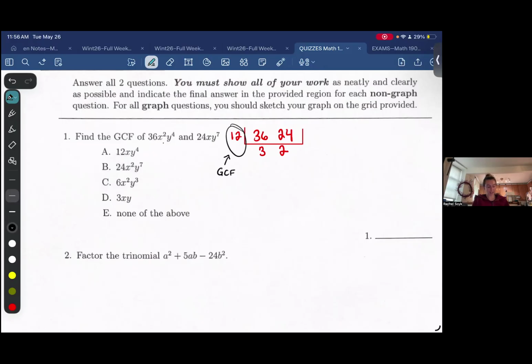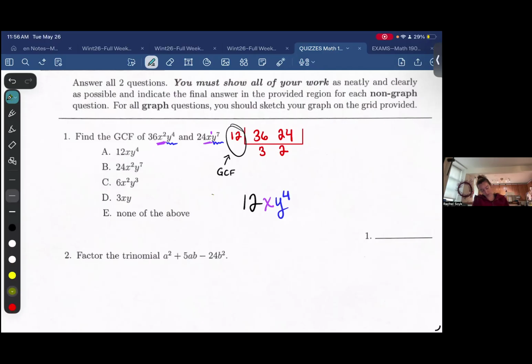And then let's look at the variables. So we have our 12, and then for our x, which one has a smaller exponent, x squared or x? Well, x is just x to the first. So that's going to be x to the first. And then for y, between y to the 4th and y to the 7th, 4 is the smaller. So we have y to the 4th.